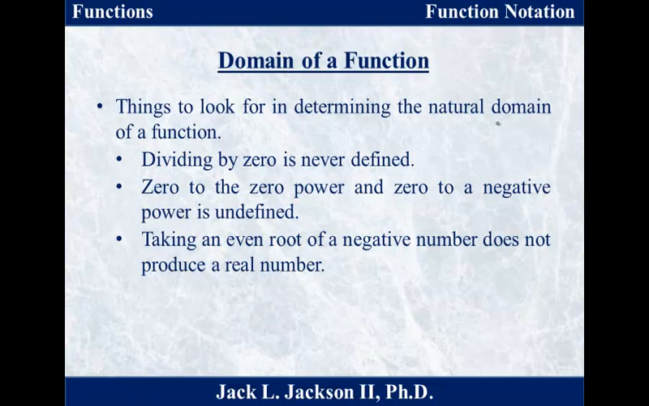So when we're trying to determine the domain or natural domain of a function, what do we need to remember? We need to remember that dividing by 0 is never defined. 0 to the 0 power and 0 to a negative power is undefined. And taking an even root of a negative number does not produce a real number. And so those things are problems. Taking an odd root of a negative, however, is okay. So, for example, a cube root in a function is not going to restrict the domain any. But a square root in there could have some restrictions, or a fourth root would be like a square root as well.